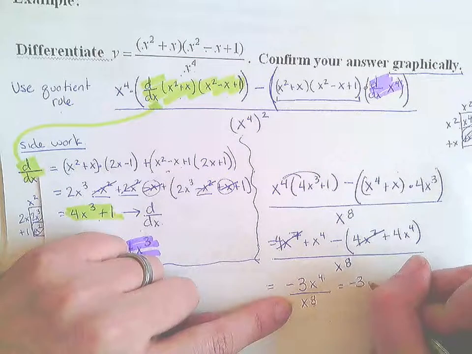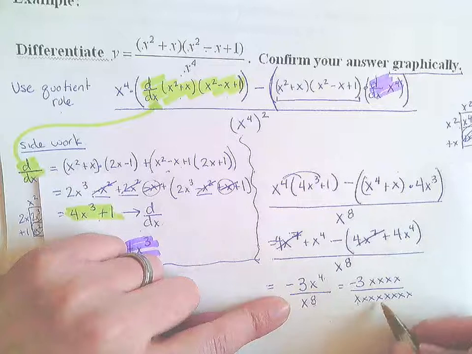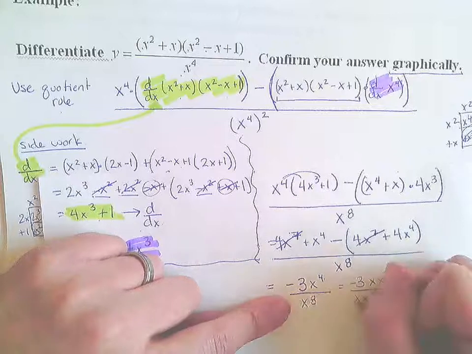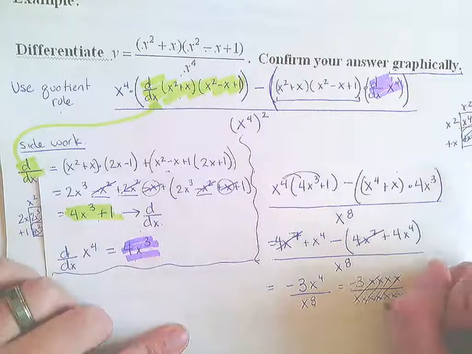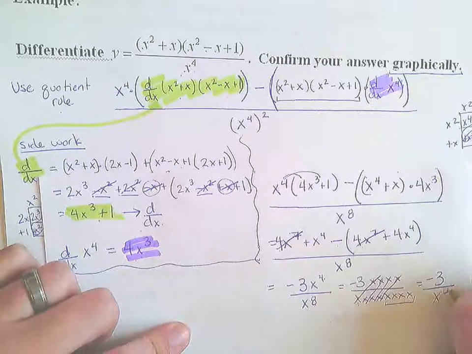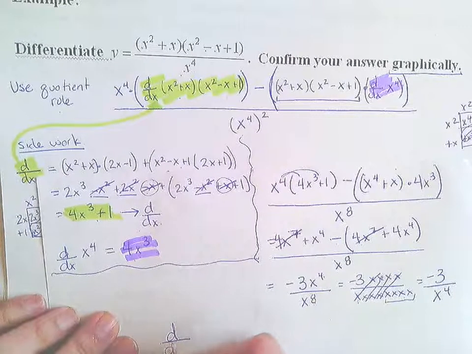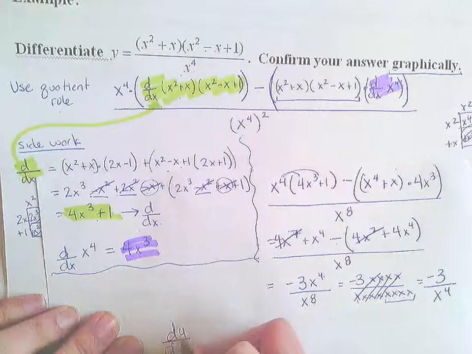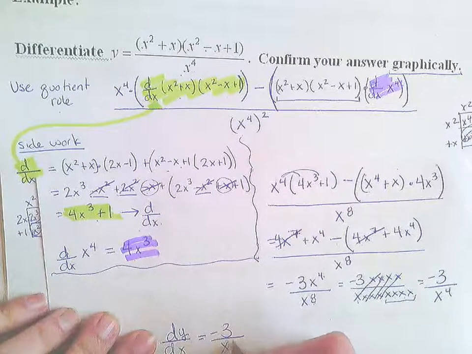Remember that this is negative 3 times x times x times x times x over x times x times x times x times x times x times x times x. 1, 2, 3, 4, 5, 6, 7, 8. So that's gone, that's gone, that's gone, and that's gone, and we're left with 4 x's on the bottom. So guess what? Our derivative, so our dy dx is equal to negative 3 over x to the 4th.